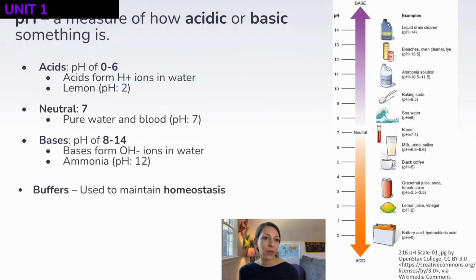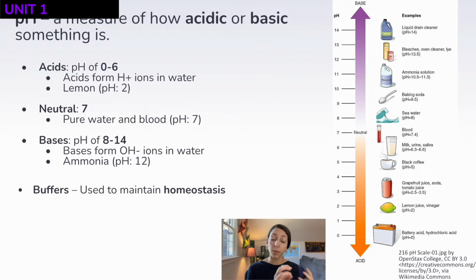So pH, really quick, another chemistry concept that's important in biology, is a measure of how acidic or basic something is. Acids have a pH that range from 0 to 6. Bases have a pH that range from 8 to 14, and substances with a neutral pH are right at 7. So that's like pure water, blood.